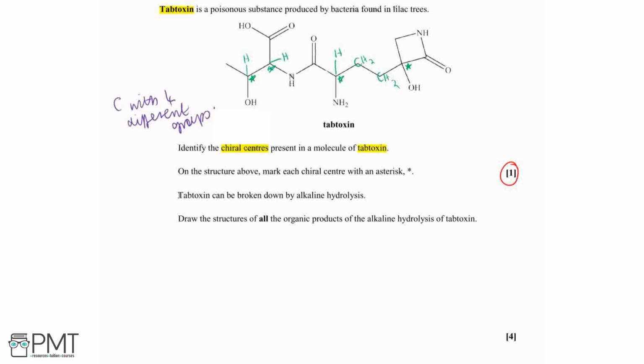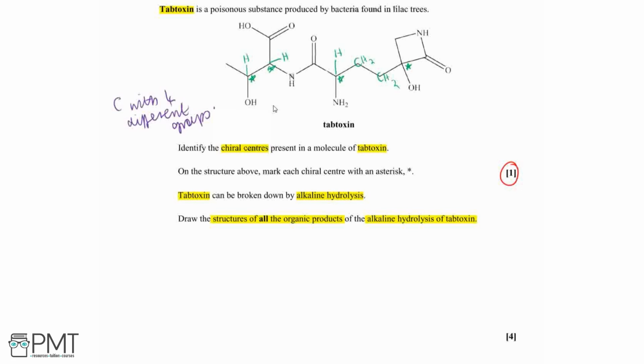We are told that tab toxin can be broken down by alkaline hydrolysis, and we need to draw the structures of all of the organic products of the alkaline hydrolysis of tab toxin. So let's think about where this can be hydrolyzed. Parts of this molecule that can be hydrolyzed will be the amide groups.